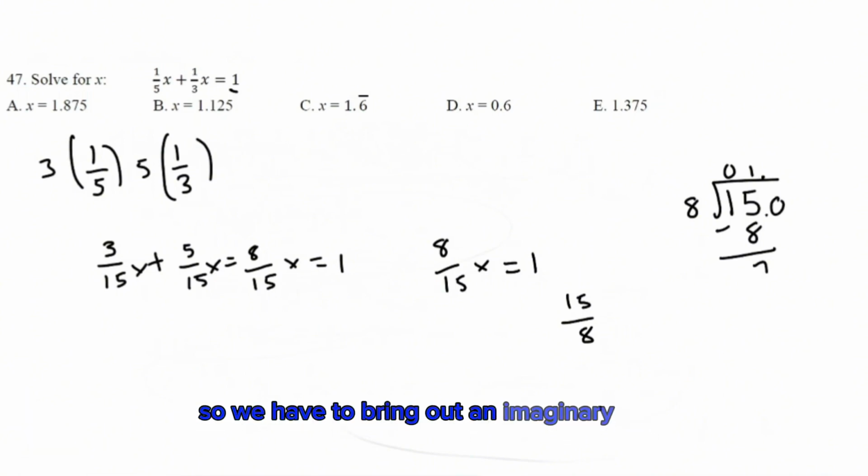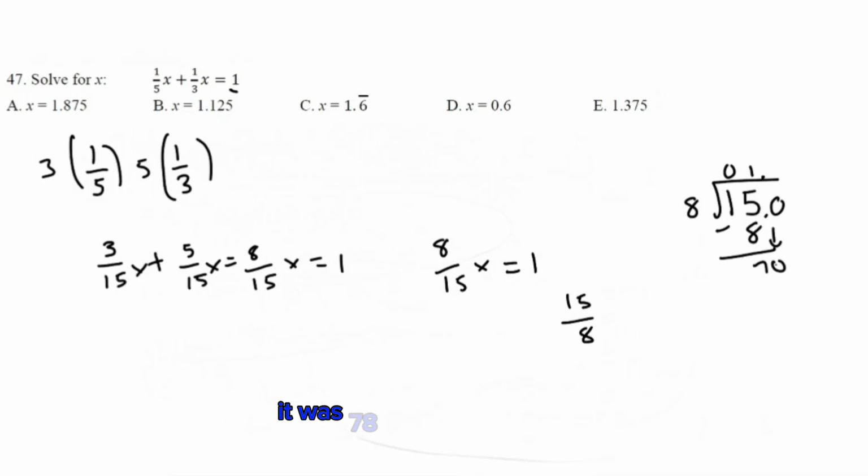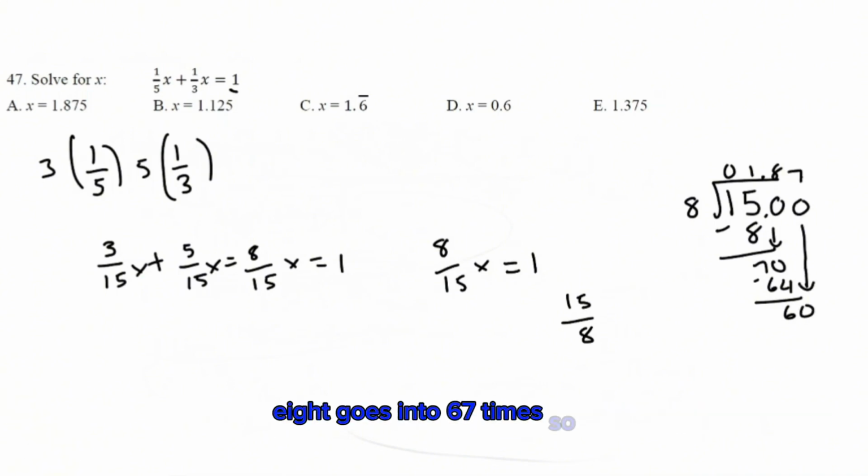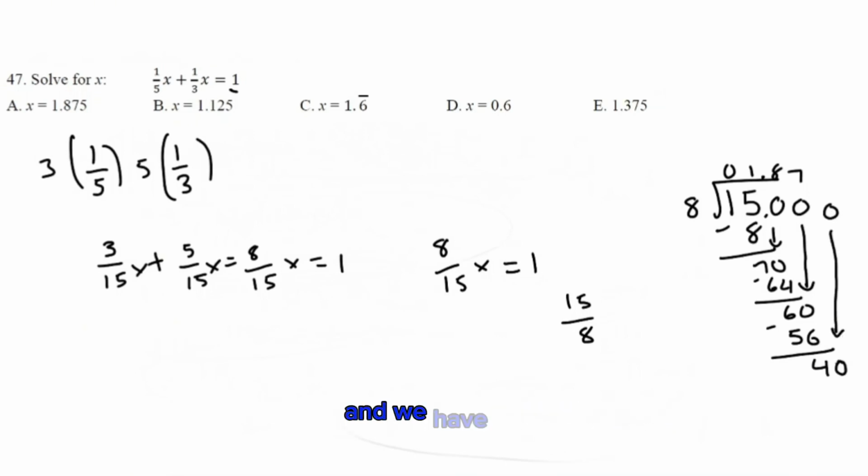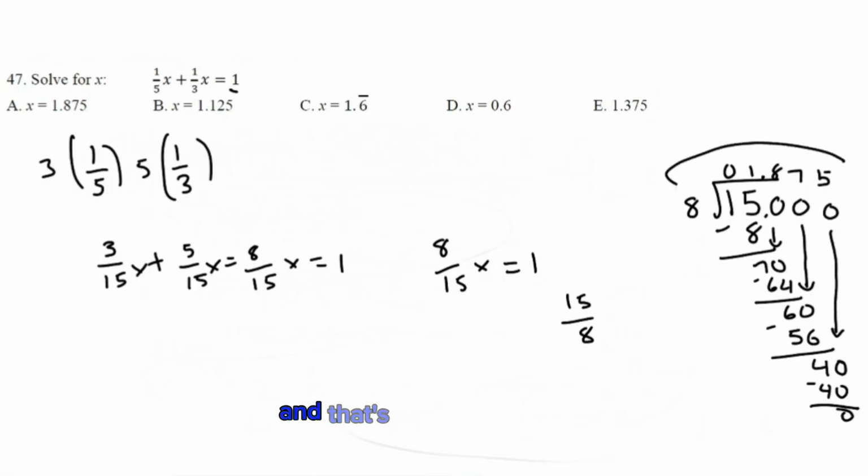So we have to bring down an imaginary 0, I like to call it. So we bring this down and we have 70. 8 goes into 70 8 times. So 8 times 8 is 64, so we subtract 64 and we're left with 6. Next we bring down another imaginary 0. 8 goes into 60 7 times, so 7, and we subtract 8 times 7, which is 56. Now we're left with 4. Now we bring down our last imaginary 0, and we have 40. 8 goes into 40 5 times exactly. So we write 5 up here, and we subtract 40. That leaves us 0, so we get 1.875, and that's your answer.